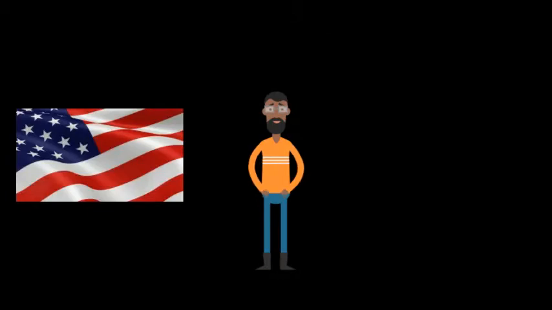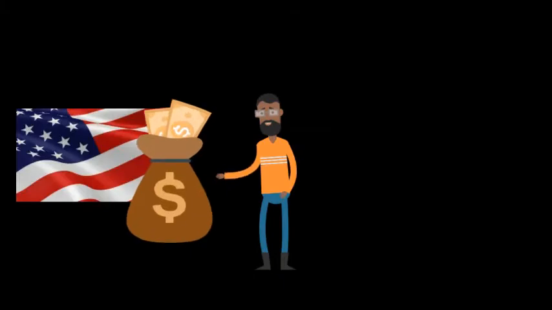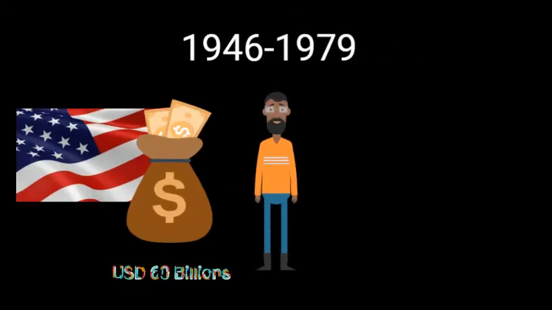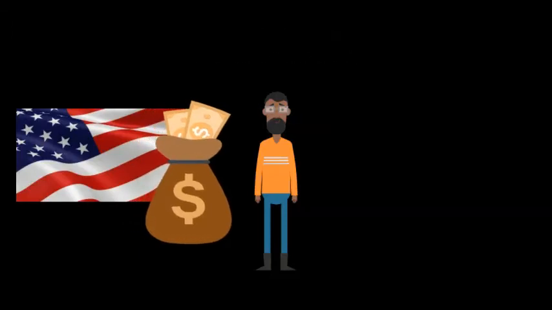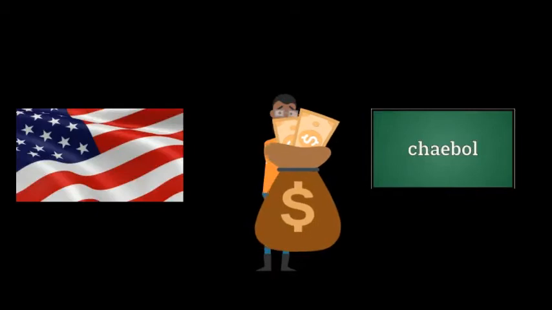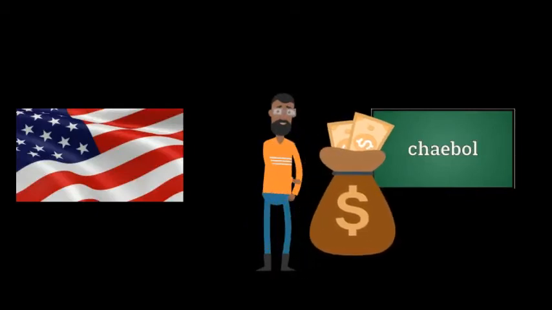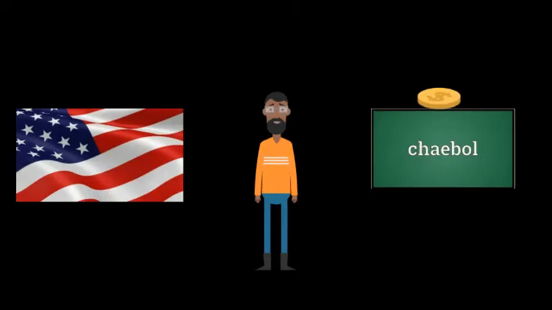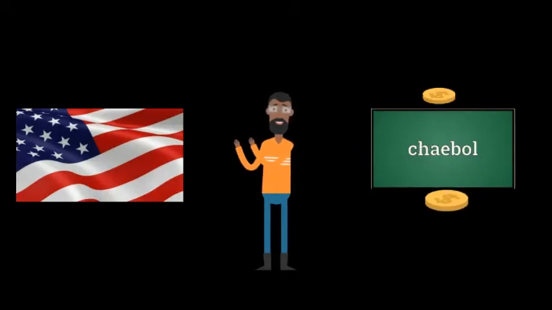The US viewed South Korea as a key ally during the Cold War. That's why the US provided grants and loans worth around 60 billion between 1946 and 1979. This economic aid was used by Park Chung-hee to build up large business conglomerates known as the Chaebol, which became the country's economic champions.